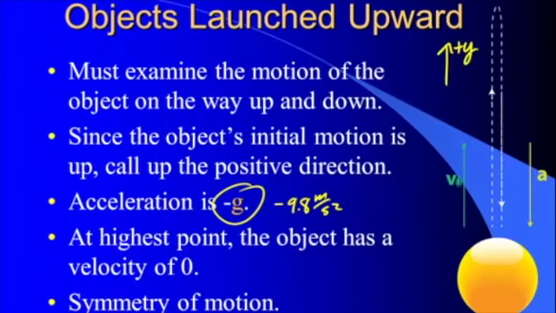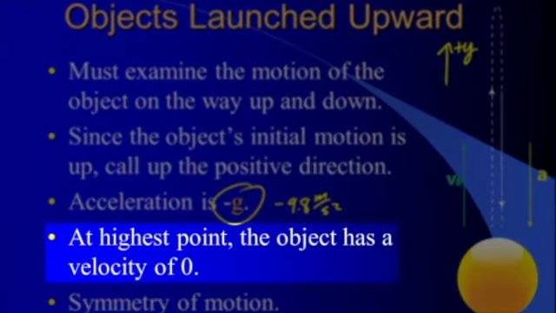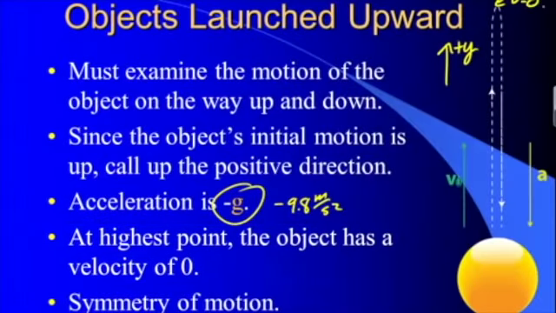At the highest point, as an object goes up, right before it comes down, for an instant, its velocity is 0. So at its highest point, we know v equals 0. That can be very, very helpful in solving problems.